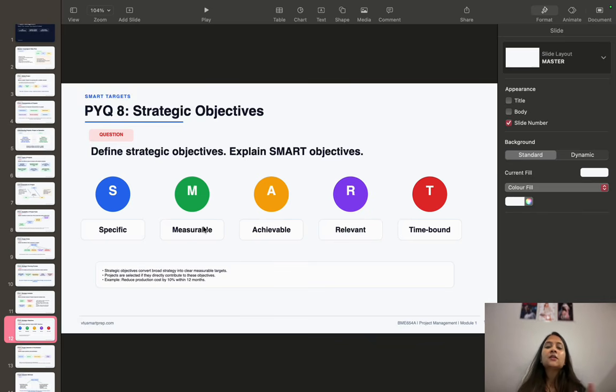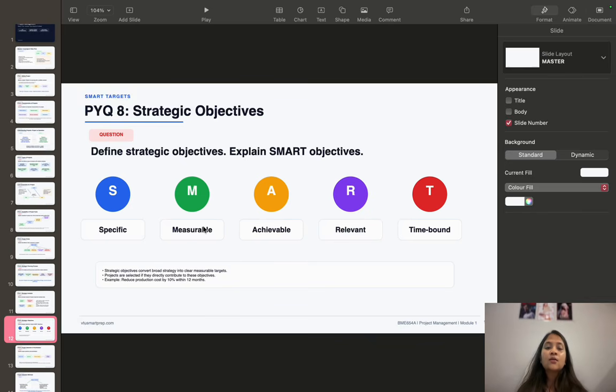Okay, so strategic objectives are clear and measurable targets that are derived from the strategy of an organization. To make objectives effective, we use the SMART method. So here we have the full form. Here you can see S means specific. The objective must be clear.